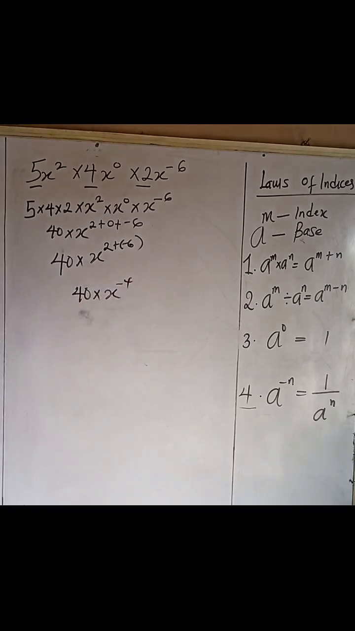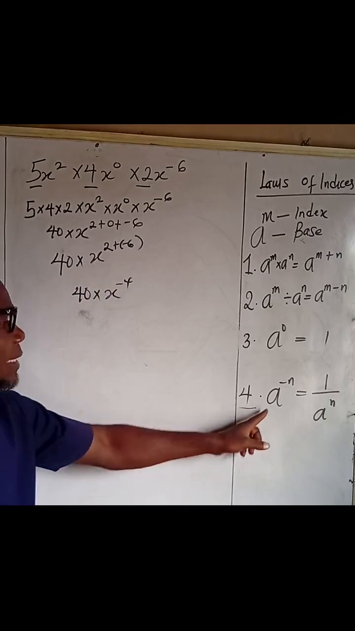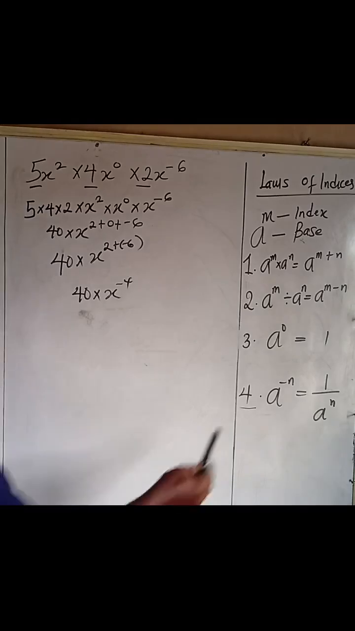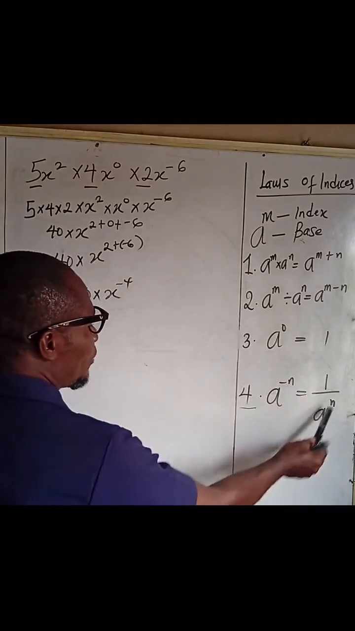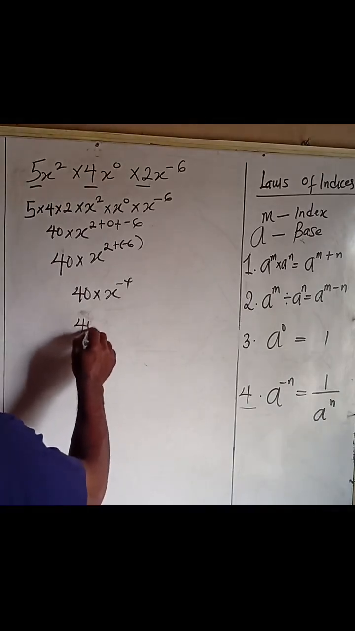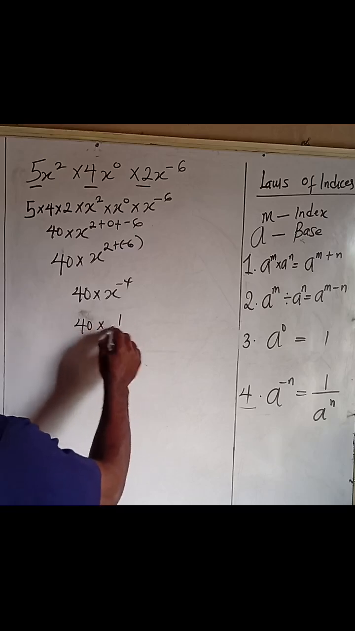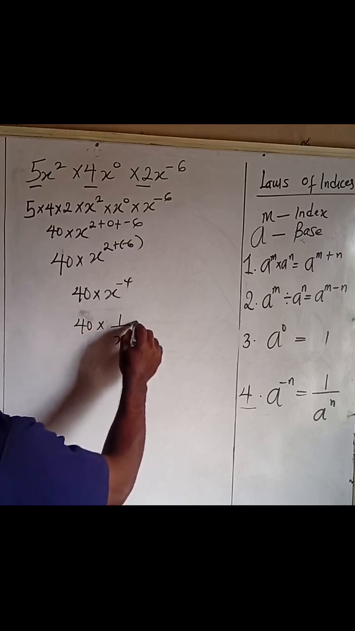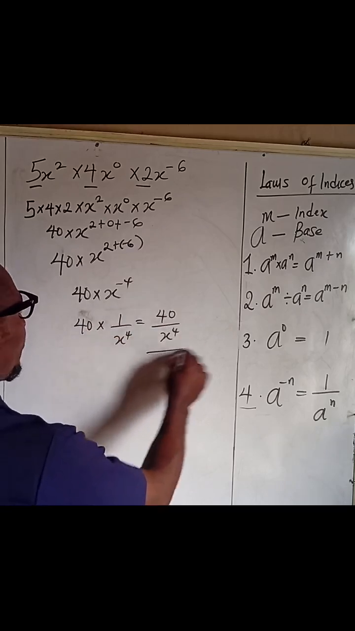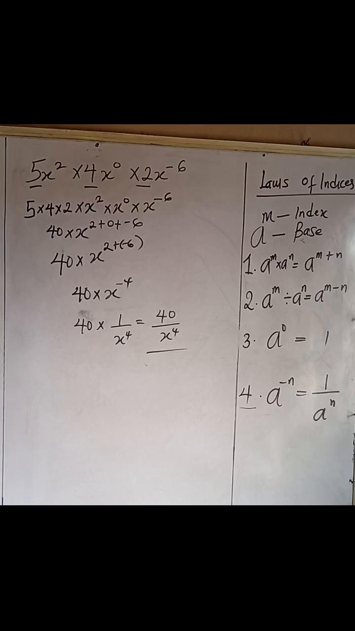But you remember the fourth law that says a raised to the power minus n, when the minus turns to 1 over a raised to the power n, which is equal to 40 multiplied by 1 over x raised to the power 4, which is 40 over x raised to the power 4. So these are the examples that explain the first law of indices.